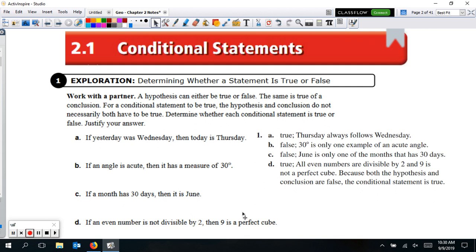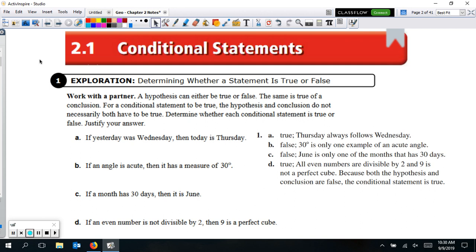And so we know that's false too. So you might have been thinking, okay, you're going to say false on this one. But because both the first part and the second part were both false, the whole statement actually is true. It's kind of a weird situation. It says true on this one because we know all even numbers are divisible by 2, and 9 is not a perfect cube. So because both hypothesis and conclusion are false, this conditional statement is true.